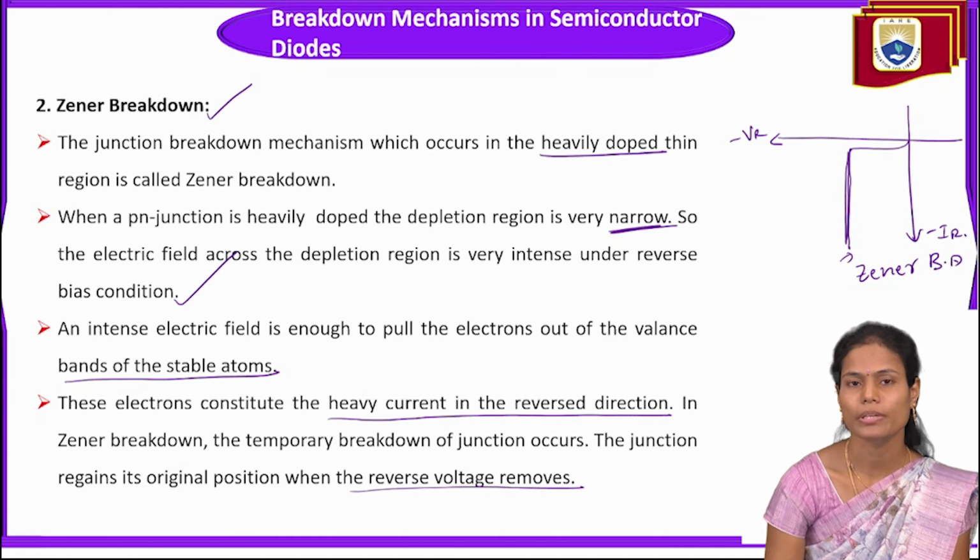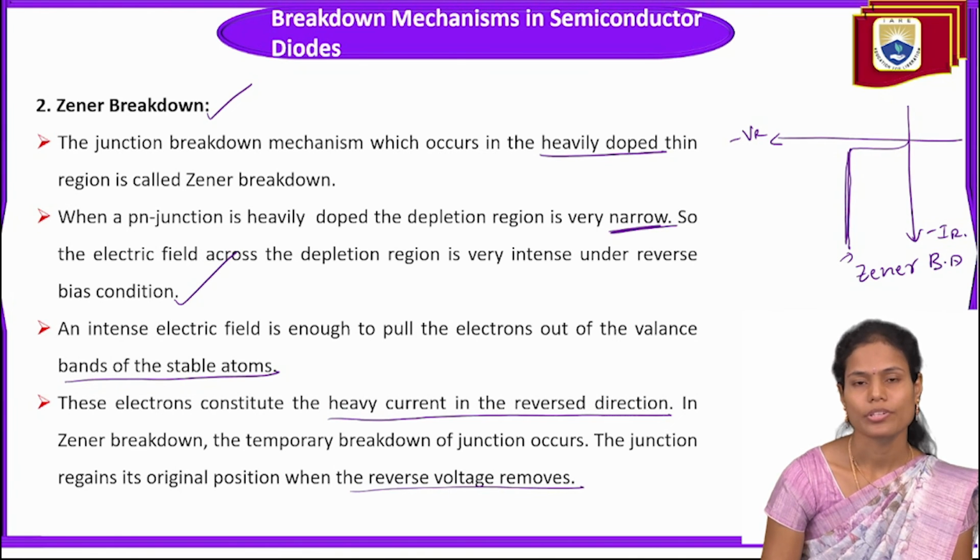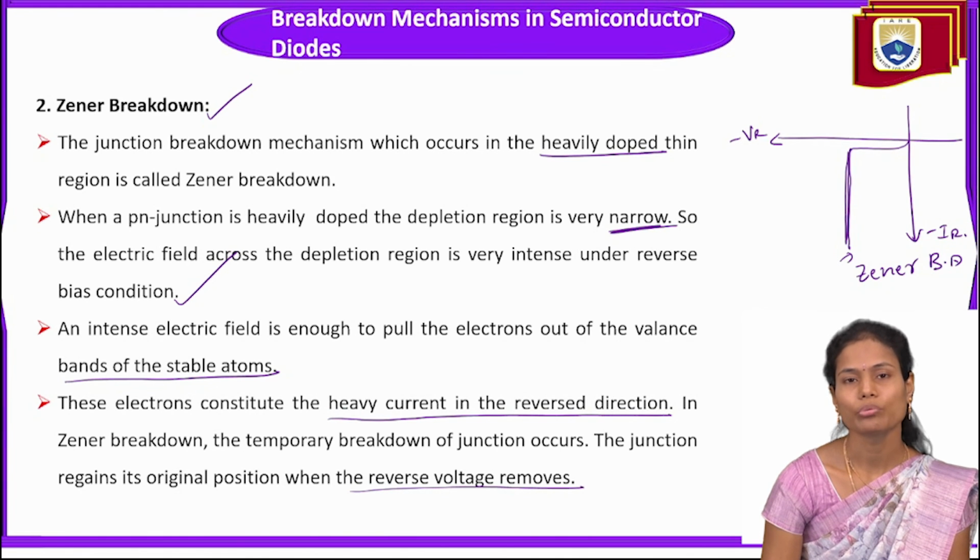But in the case of avalanche breakdown, we cannot regain the original position. But in the case of Zener breakdown, once we remove the reverse voltage, we can make it return to the original position here. So in this way, both the breakdowns are not required in the PN junction diode. Once we maintain the proper, normal, low reverse voltage for the PN junction diode, in that case we can reduce the effect of this avalanche breakdown as well as Zener breakdown.